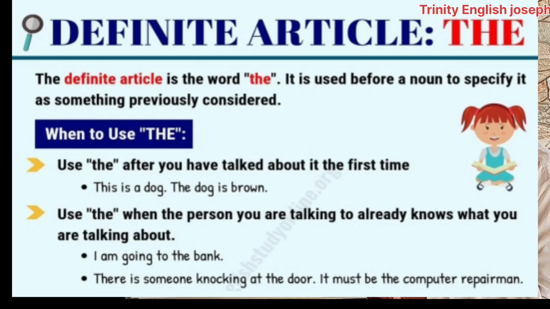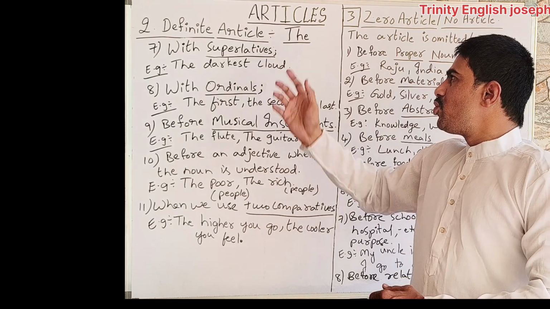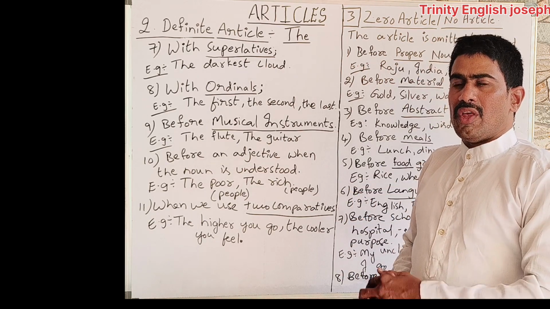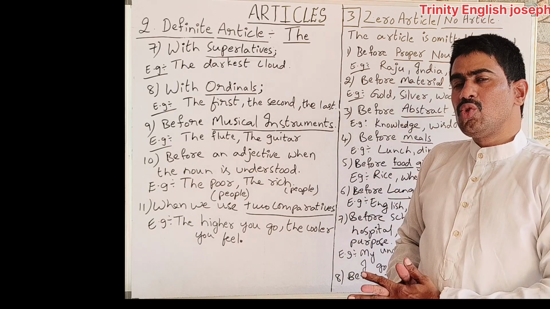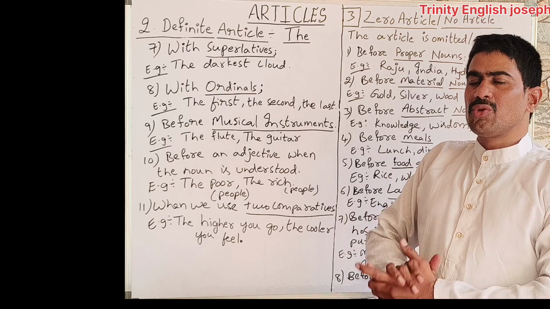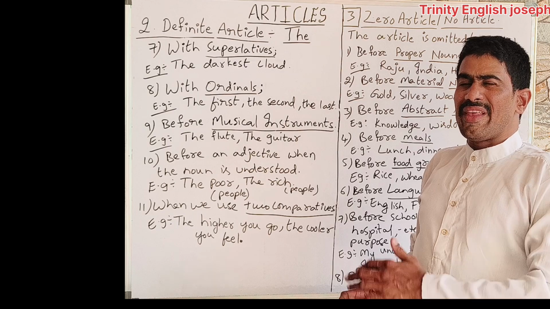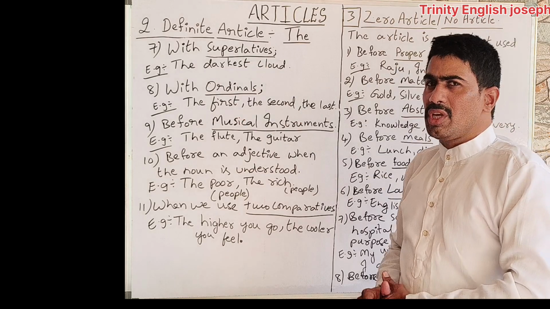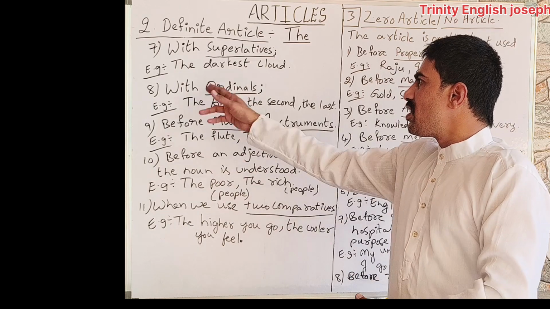Some more uses of the definite article are, the seventh use is, we use the definite article the with superlative degree or with superlatives. When we use the highest, the lowest, the worst, the best, when you use all these adjectives of superlative degree, we use the darkest cloud, the tallest mountain, the shortest boy. So in this way, we will be using many things with the. And the eighth one is with ordinals.